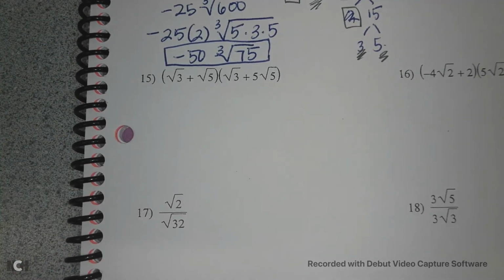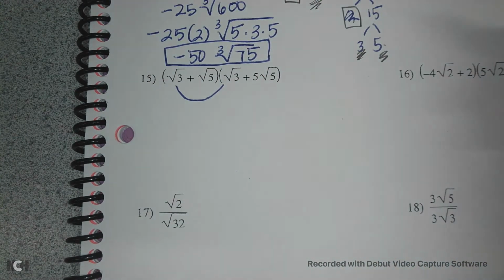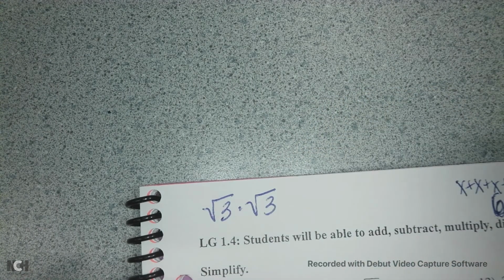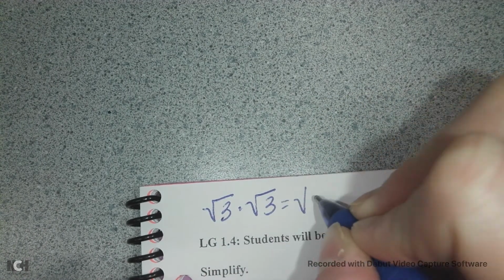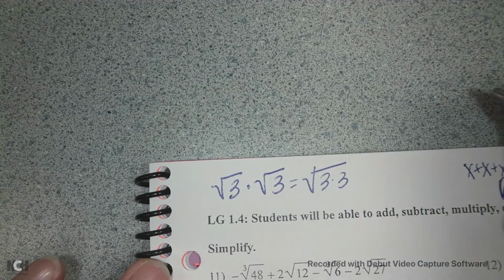So we're going to distribute our radicals. So I'm going to multiply root 3 times root 3. Well, remember, when you multiply a square root times the same number, it's going to cancel out. So what I'm saying is, if I have the square root of 3 times the square root of 3, that's the same thing as the square root of 3 times 3, which is a pair of 3's.